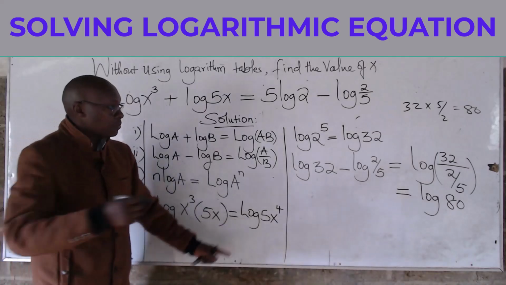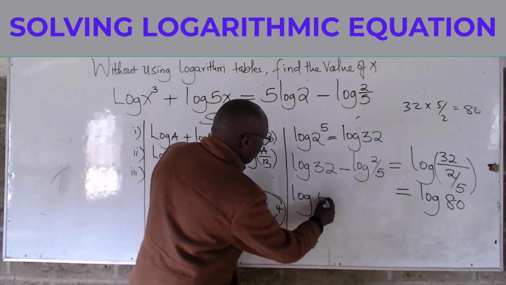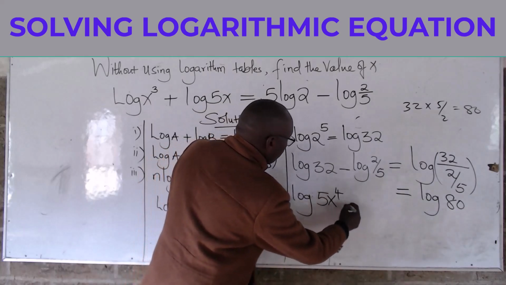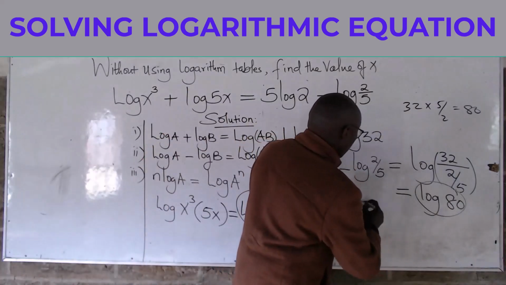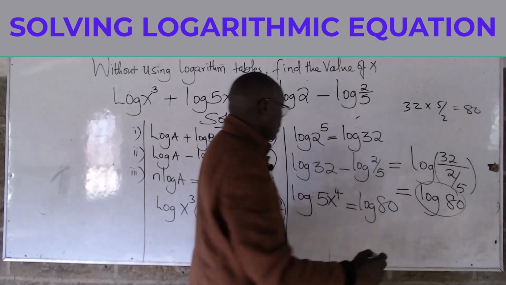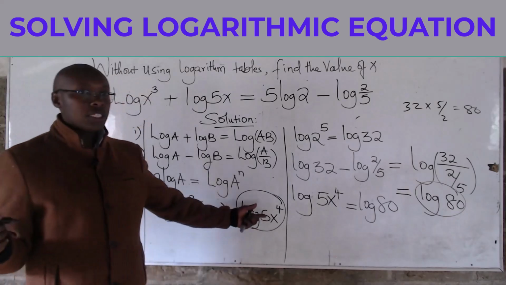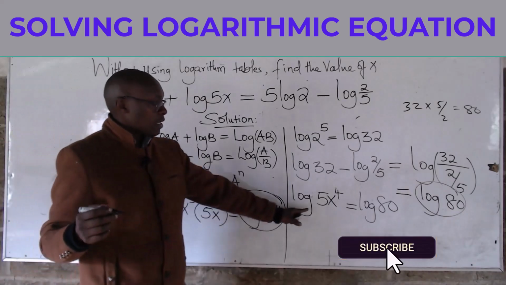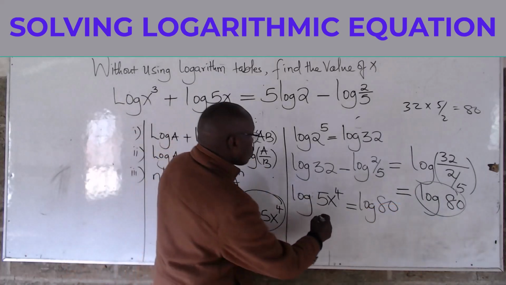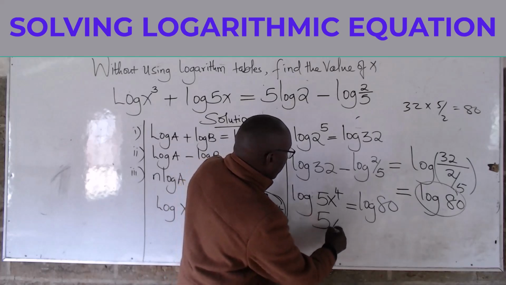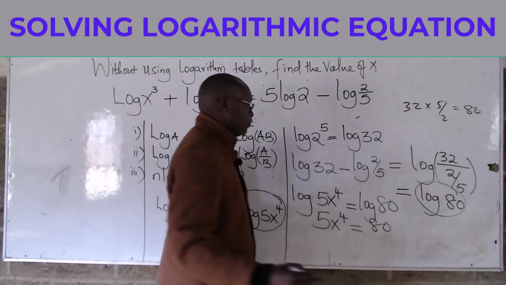The left-hand side of the equation was here. So now we have logarithm of 5x raised to power 4 is equal to the right-hand side, which is logarithm of 80. Now from here, we can drop the logs. You can see we have logarithm here and logarithm on both sides. So when you drop the logs, we shall have 5x raised to power 4 is equal to 80.